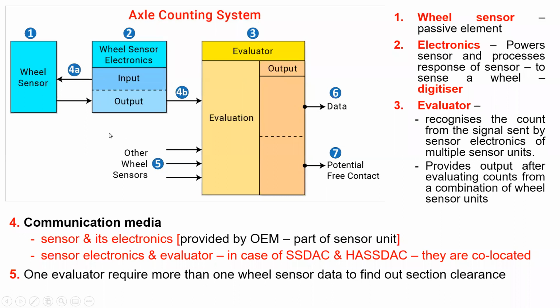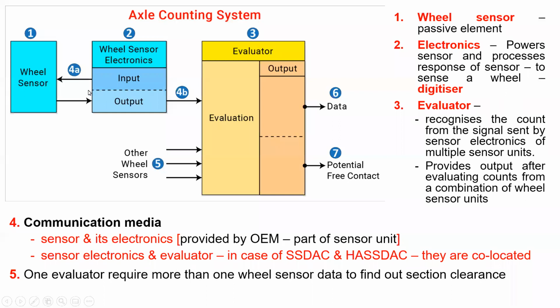Here the thing is, different models, different manufacturers followed the same process, but realizing the product is done in a different way. Say, for example, some of them, the whole electronics is kept inside the wheel sensor itself. There is just two wires connecting evaluator to the wheel sensor. That's all, nothing else you will see outside.